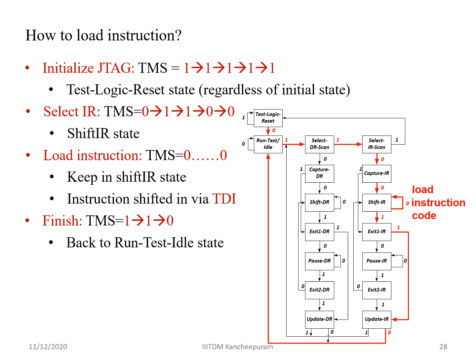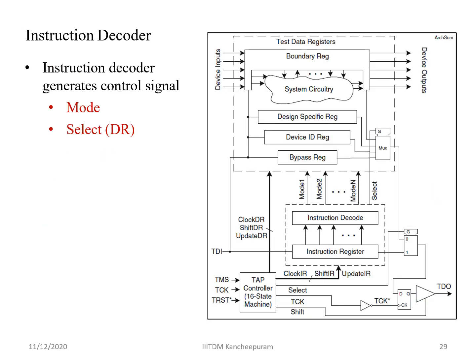Okay, pause the video, understand this, then go to next slide. Okay, I hope you see that. There are two control signals which the instruction decoder generates. This instruction decoder here, the instruction register, the instruction decoder will generate two signals.